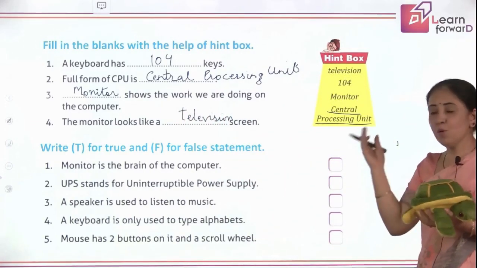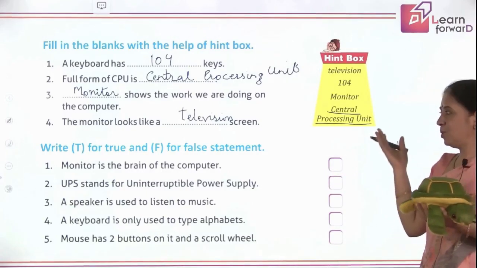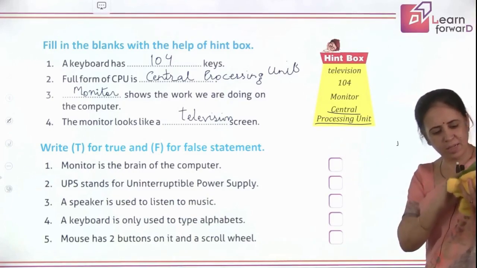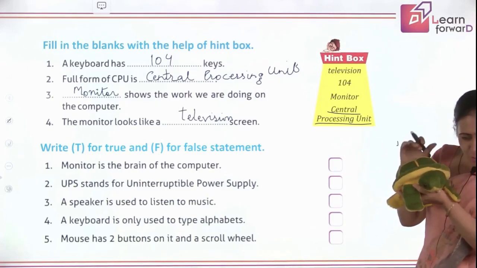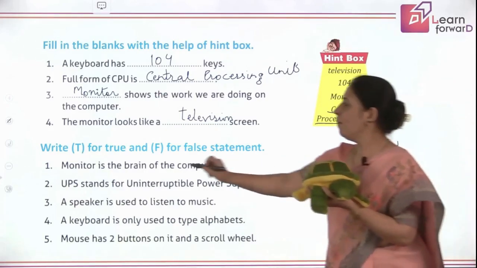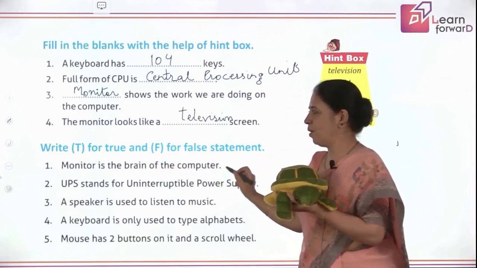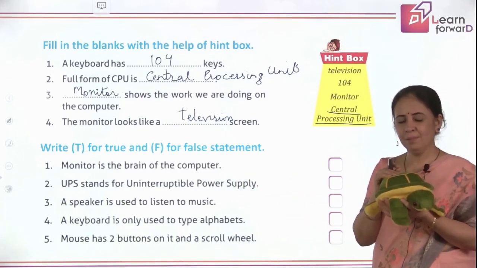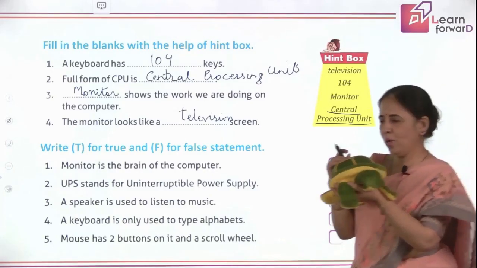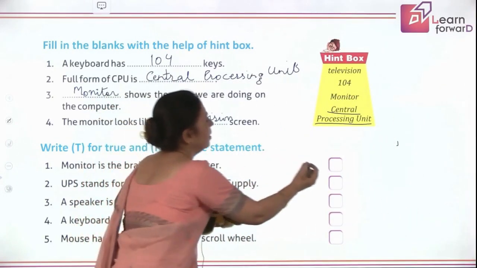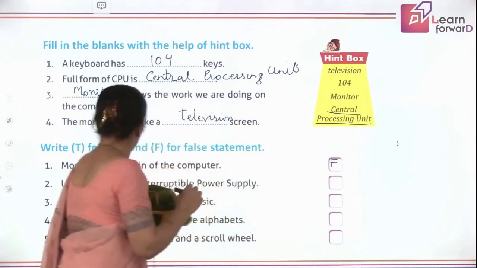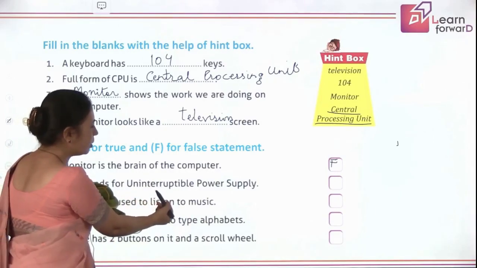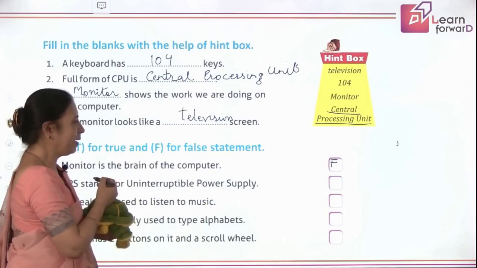Correct. Now, few sentences for you here to just see which is true and which is false. Are you ready? Come on, you have to give me the correct answer. Monitor is the brain of computer. Is it? Is the monitor helping you to think? No? Oh yeah, good. So, this sentence is a false sentence. And UPS stands for Uninterruptible power supply. Correct, correct.